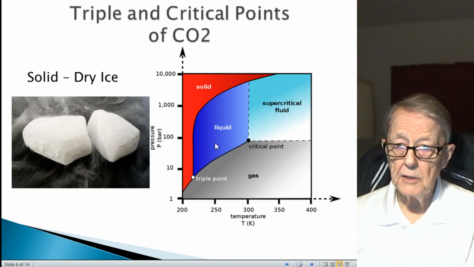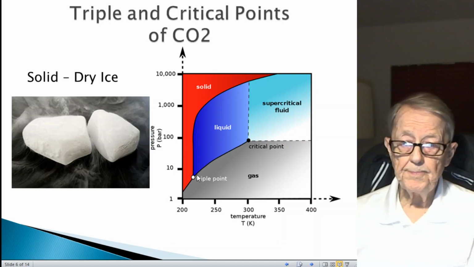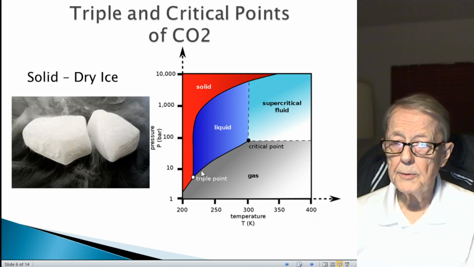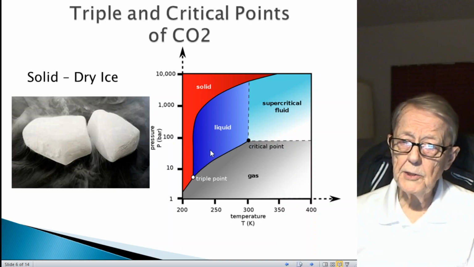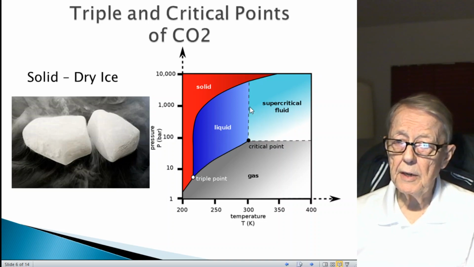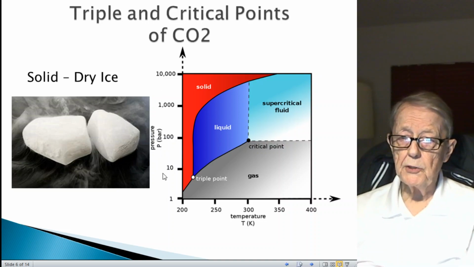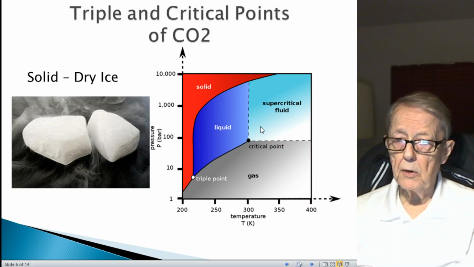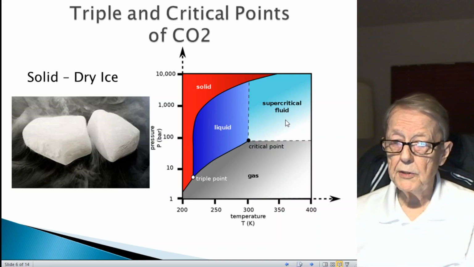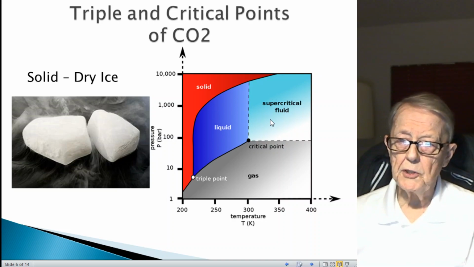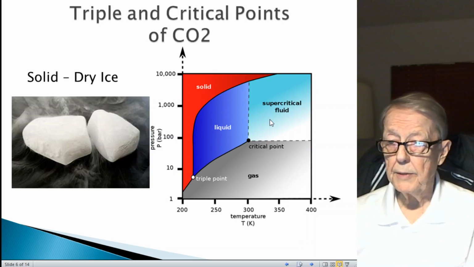Here's the gas, here's the liquid, solid, and they all meet at one place called the triple point, where you could go from gas to liquid or gas to solid, or the other way around. What's interesting about CO2 is as you get to higher pressures, this is pressure vertically, this is temperature horizontal. When you get to higher pressures and temperatures, you get to a state called supercritical fluid.